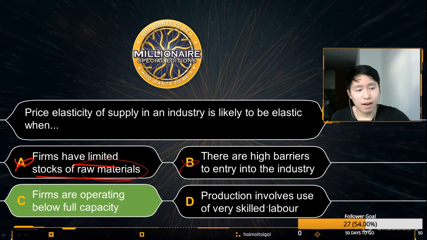And then D, production involves use of very skilled labor. If the production needs very skilled labor, that means, again, it's hard to replace the inputs of that company, which is very skilled labor, with machines or other factors of production. So if it's hard to replace how you produce the good with something else, then that means it's harder to increase your production suddenly because it's hard to find very skilled labor if the market price increases. Therefore, again, it would be less elastic rather than more elastic.